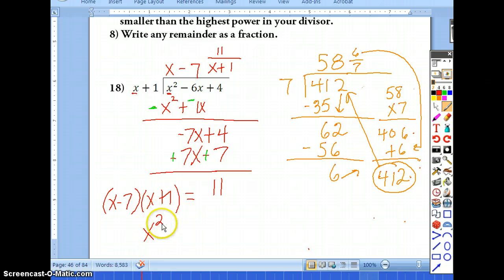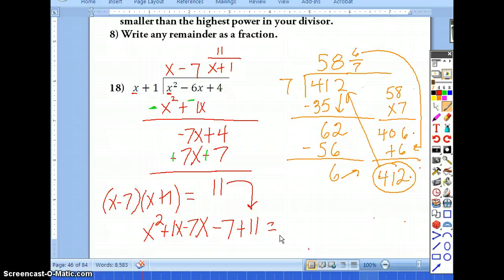X times x, x times 1, negative 7 times x, negative 7 times 1, and then we'll add the 11 in as the remainder. We'll add that in. And when you add those together, you do get x squared minus 6x plus 4.